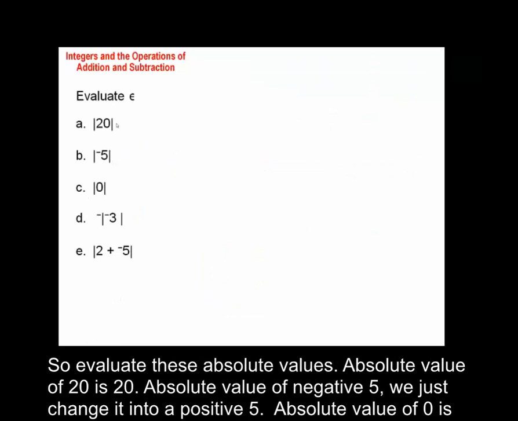So evaluate these absolute values. Absolute value of 20 is 20. Absolute value of negative 5, we just change it into a positive 5. Absolute value of 0 is 0.